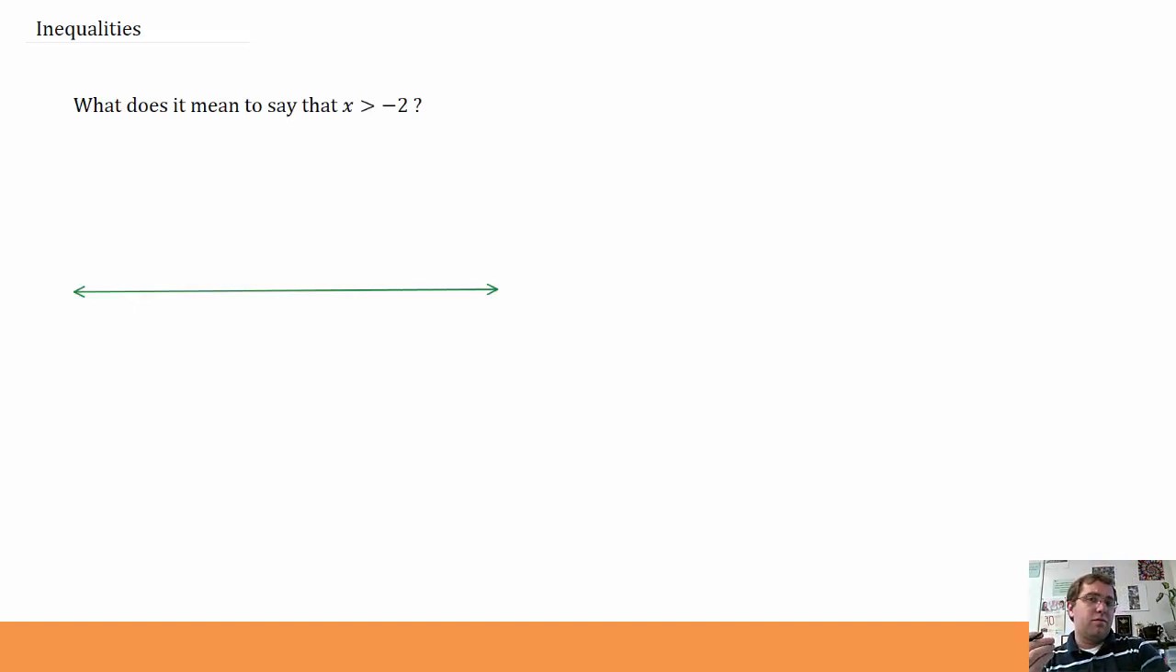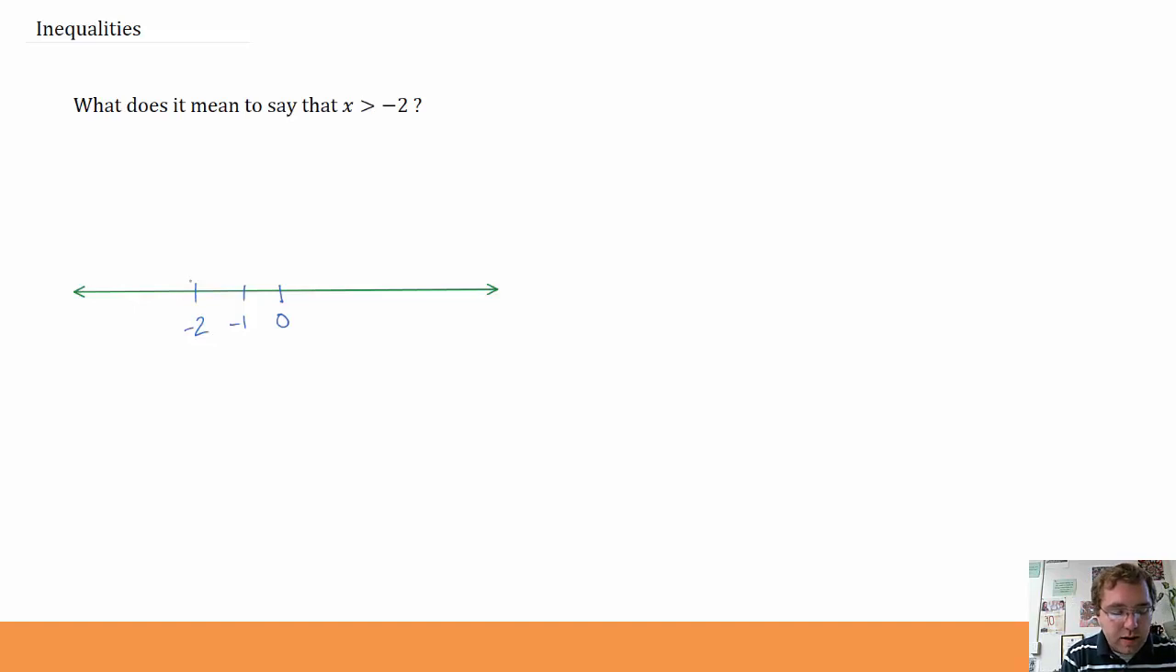Can it be negative 2? No, because negative 2 is not larger than itself. But it could be anything bigger than negative 2. So if we have a number line, and we mark on there 0, negative 1, negative 2, what numbers could x be? Well, it could be negative 1, it could be 0, it could be 1, 2, 3, 4, 5, 6, 7, 8, 9, and so on. But that's not it, because there are all the numbers in between those integers that it could be.